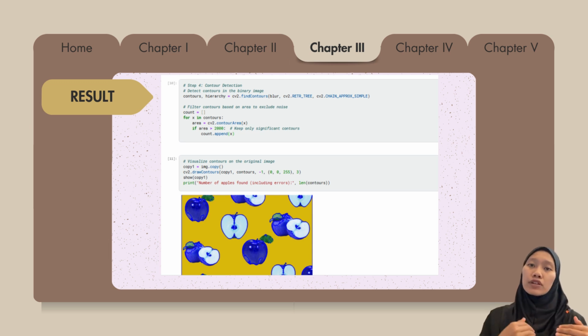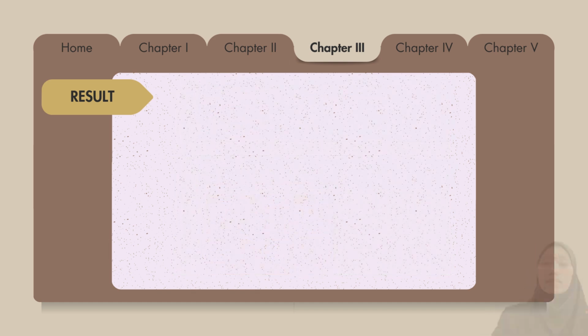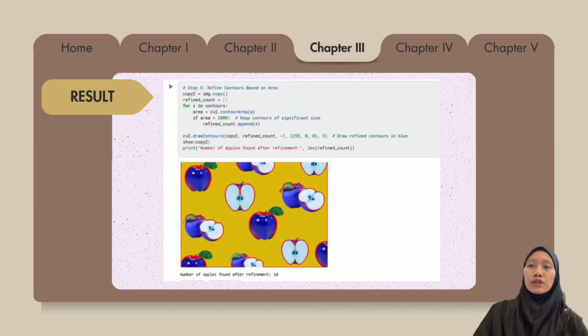Next is filtering contours by area. Contours with an area larger than a certain threshold of 2000 pixels are selected to eliminate noise and irrelevant objects. Step 5 is refined contours based on area, where we draw the refined contour lines in red, and the number of apples found after refinement is 10.